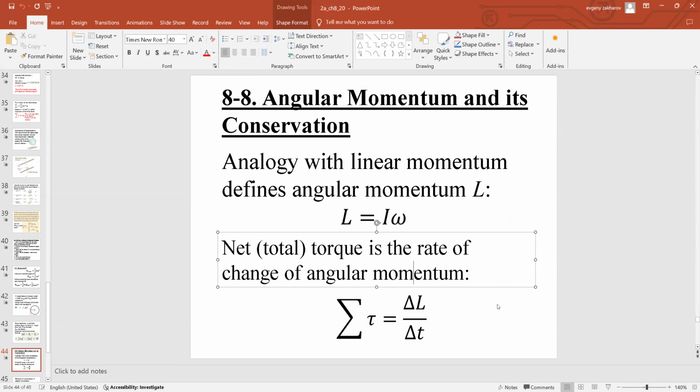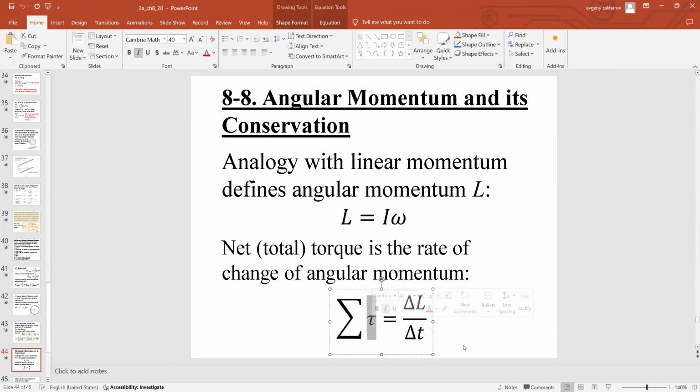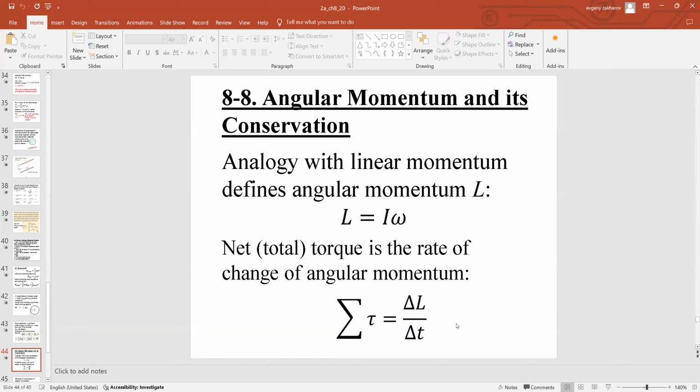And remember Newton's second law? Change in momentum with respect to time. That was the net external force. You need a net external force to change the object's momentum. Guess what? You're going to need the net external torque to change the object's angular momentum. So change in linear momentum, net external force. Change in angular momentum, net external torque, with respect to time.